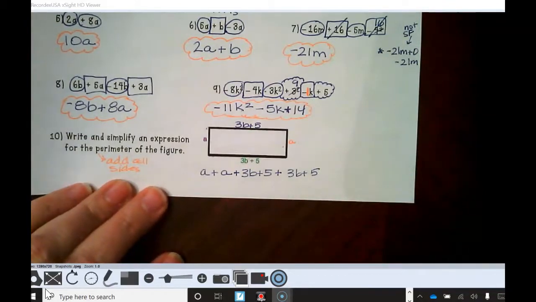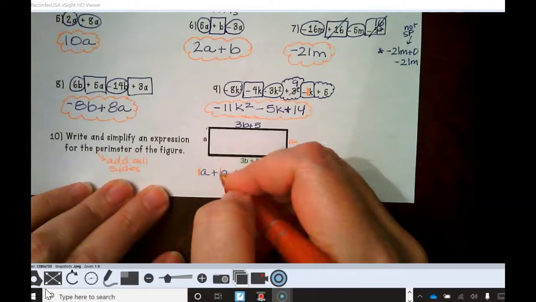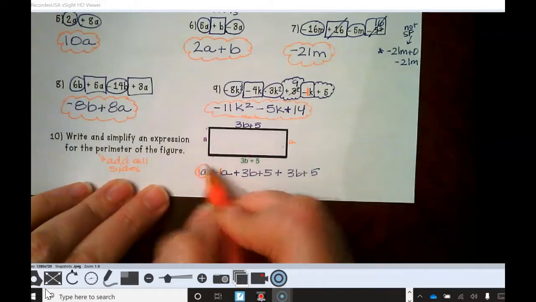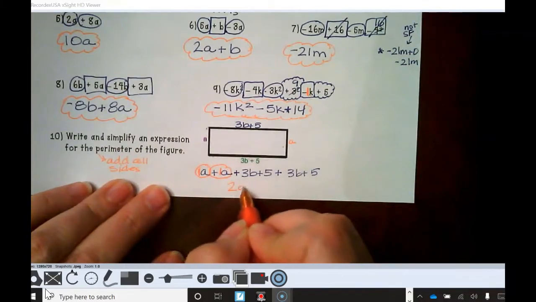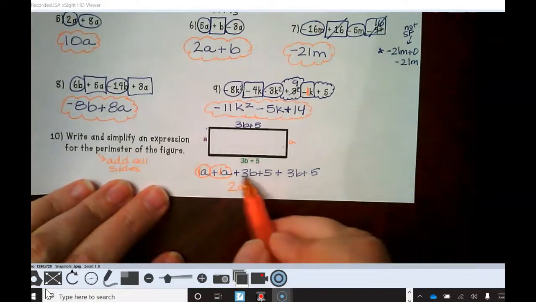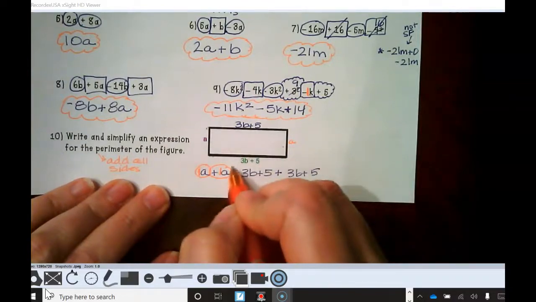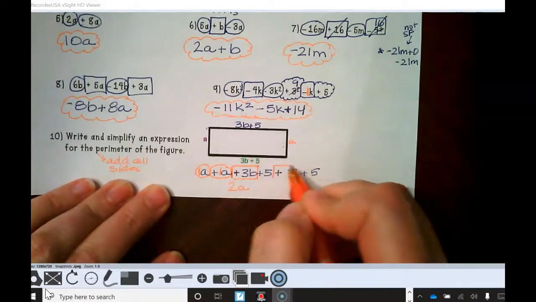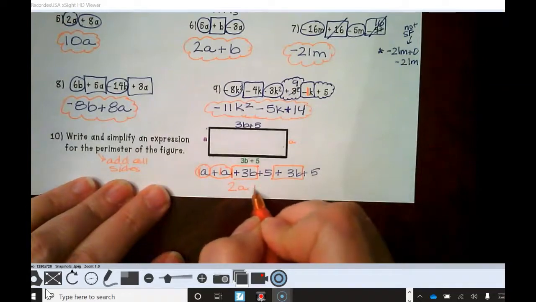Now you're looking for your like terms. Don't forget about those imaginary ones. We have 1a here and 1a here. No other a's. So we have an a plus an a. That gives us 2a. Now let's look for the next term, b's. It's not a b. Oh, there's another one. We have 3b plus 3b to give us 6b.